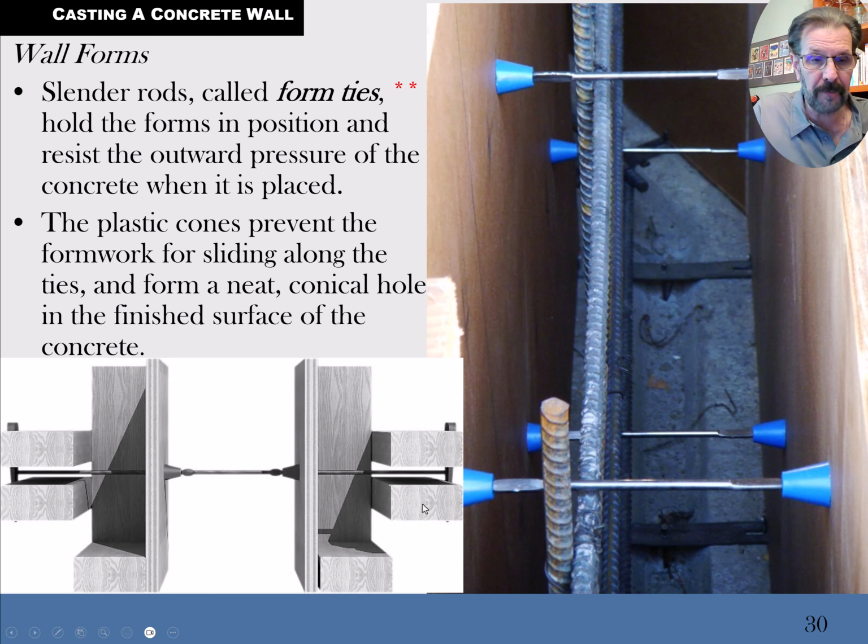So these two 2x4s that you see here and over here will have a wedge behind them that's holding the form tie in place. And so these form ties will be made for a very specific size of wall.